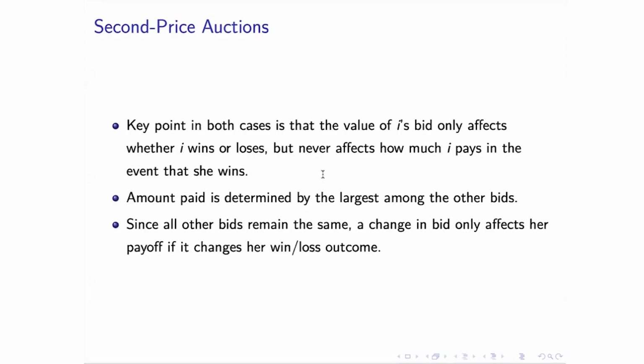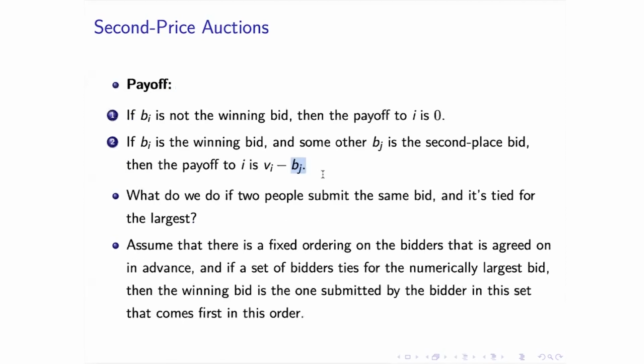Now, the key point in trying to establish this result is the following insight. The value of the player's bid is only going to affect whether the player wins or loses, but never affects how much the player is paying in the event that she wins. Why is this the case? If you go back to the payoff, notice that either the payoff is going to be 0 or the payoff is going to be Vi minus Bj. In 0 or Vi minus Bj, there is no Bi, which is, remember, the actual bid of player I. So Bi does not figure here.